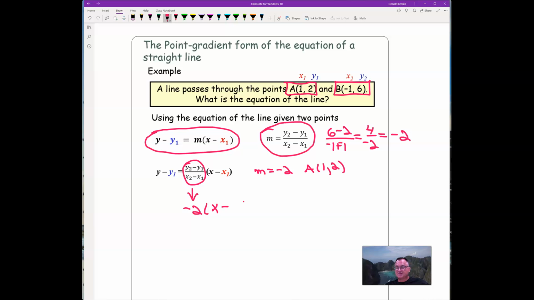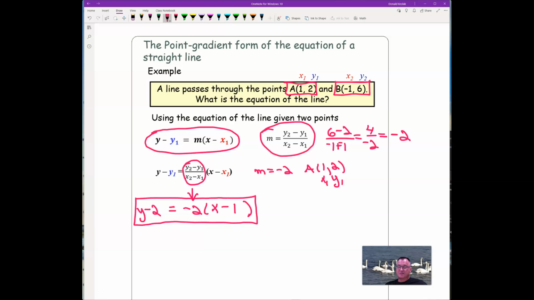x minus x1 is 1. And then over here, y minus y1, which is 2. Okay, let's clean this up. So this is y minus 2 equals negative 2 times the quantity x minus 1. Okay.